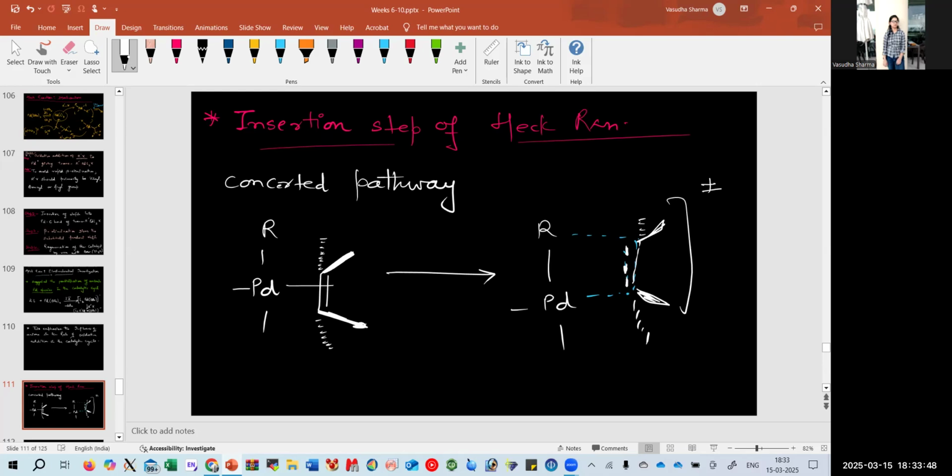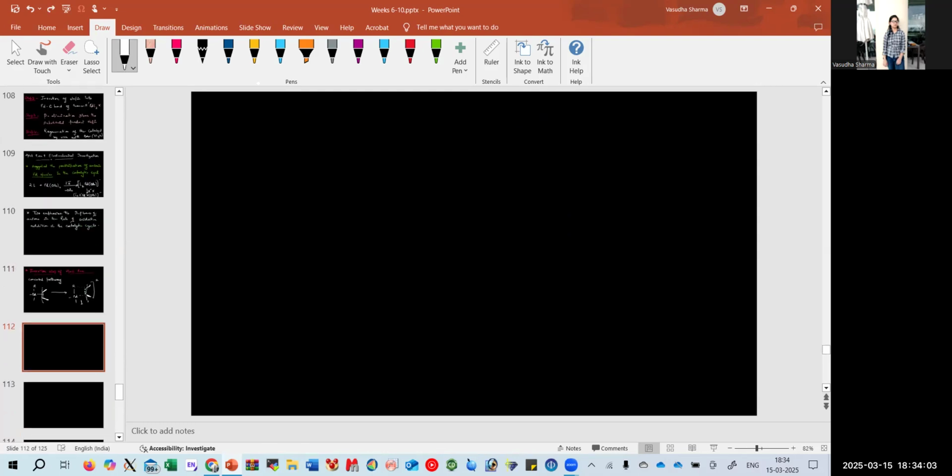Now what would happen? This bond would be breaking up and here it is going to form. So we end up having palladium here. We said that a new R bond would be formed. And so this is the way we end up having an insertion step of the Heck reaction.